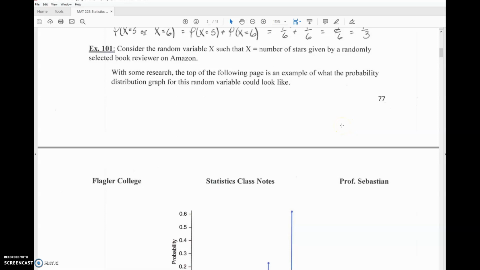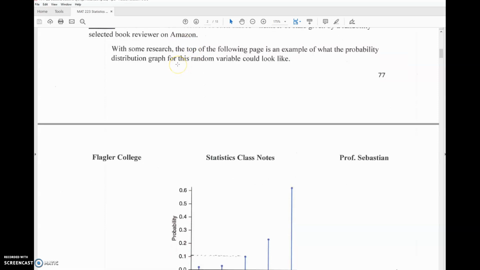We're in section 6.1, talking about probability distributions, and we're at the bottom of page 77 here in example 101. Consider the random variable x such that x equals the number of stars given by a randomly selected book reviewer on Amazon. So that's a situation where you get 1 star if the book is bad, 2 if it's a little better, 3 if it's neutral, 4 if it's pretty good, and 5 if it's excellent.